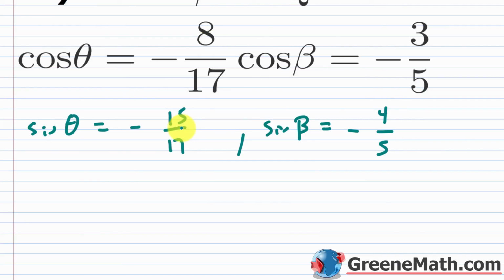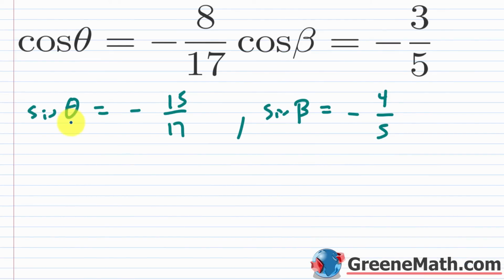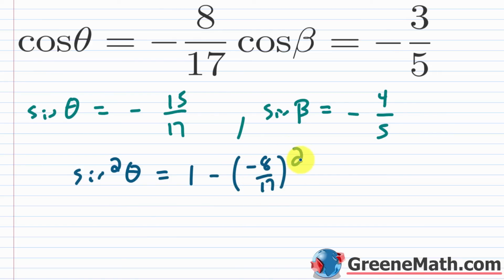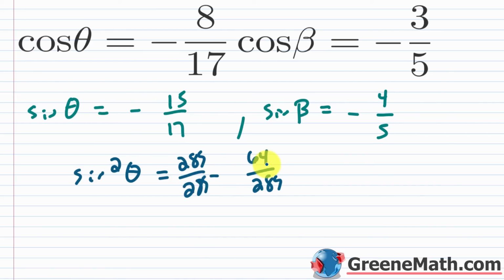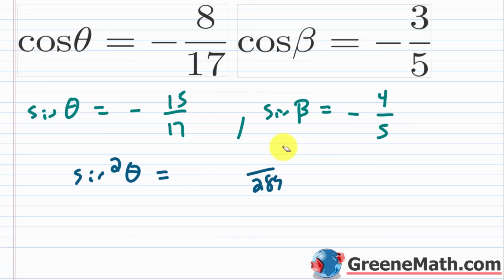Now, again, if that's confusing for you, you can always do this the long way. It's not a big deal. So if you want the sine of theta, you can say sine squared theta is equal to 1 minus your cosine squared theta. So this would be negative 8 over 17 squared. So this would be 64 over 289. And you would say that this is 289 over 289. And so 289 minus 64, that's 225. So this right here would be 225 over 289.